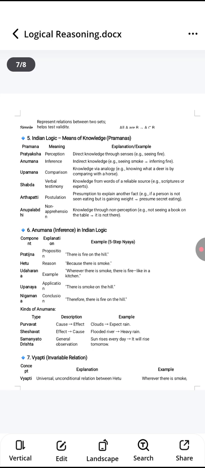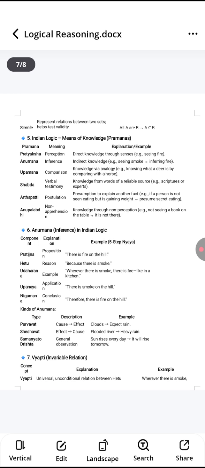Next we have vyapti, which means an invariable relationship. Vyapti is the universal, unconditional relation between hetu and sadhya, which means the conclusion. For example, wherever there is smoke, there is fire. Next we have hetvabhasa, fallacies of inference. First we have savyabhichara, which means irregular reason. Hetu does not always lead to the conclusion. For example, the mountain has fire because it has trees. A tree is not equal to fire, so you can see there is an irregular reason.